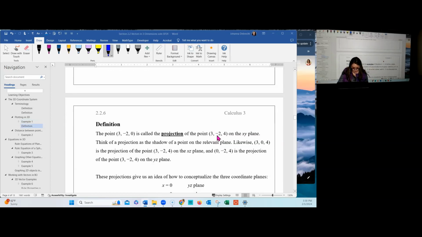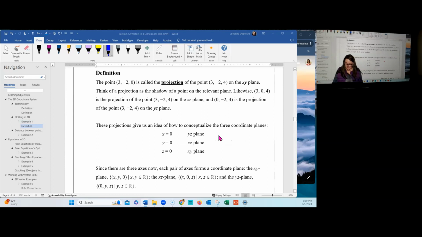Now let's take a look at the definition of a projection. When we were drawing and plotting these points, we came up with interim points. For example, after moving along the positive x 3 units and along y to the left 2 units, we plotted an interim point 3, -2, 0. This has a z coordinate of 0, which means that it's actually sitting in the xy plane, the normal coordinate system we're used to. We call this point the projection of the point 3, -2, 4 onto the xy plane.